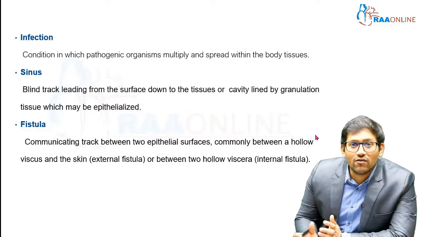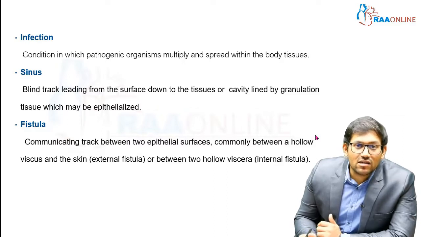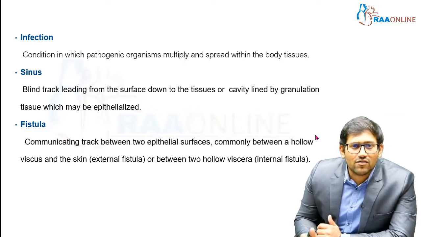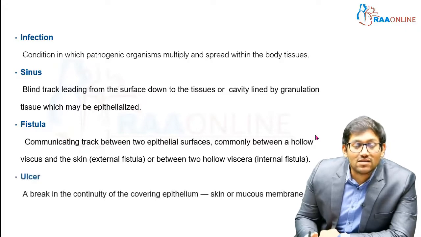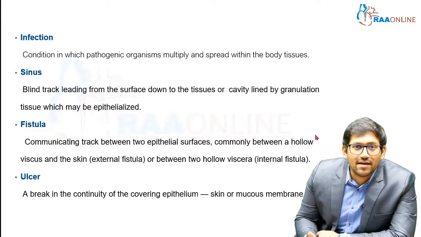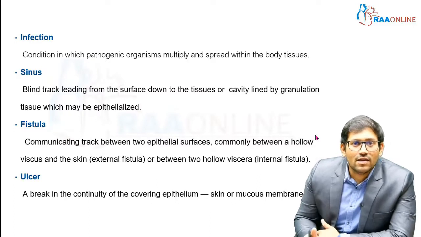In fistula, you have two types: an external fistula and an internal fistula. When do you call it an internal fistula? When the connection is between two hollow viscera, it is called an internal fistula. Whereas in case it's a connection between a hollow viscus and the skin, it is called an external fistula. What is an ulcer? An ulcer is a break in the continuity of a covering epithelium, maybe a mucous membrane or the skin tissue itself.